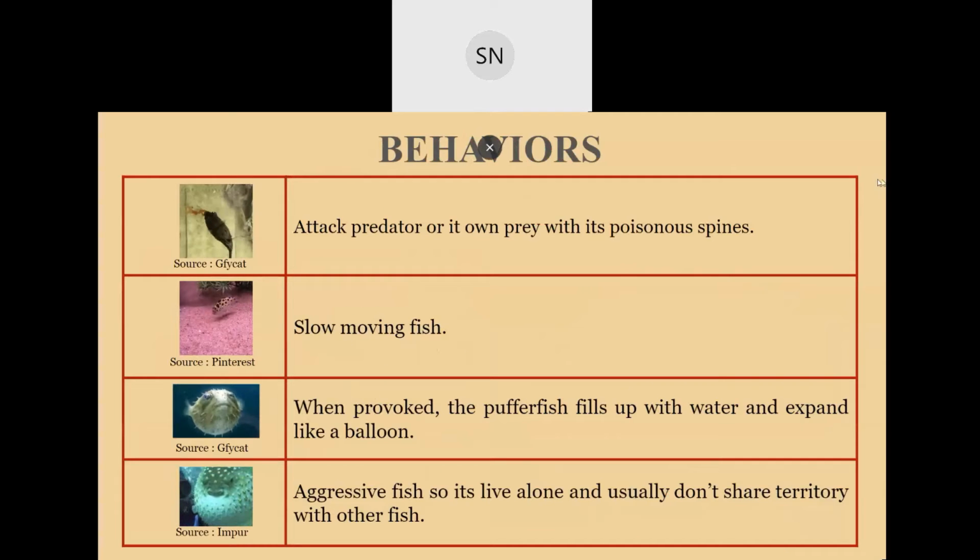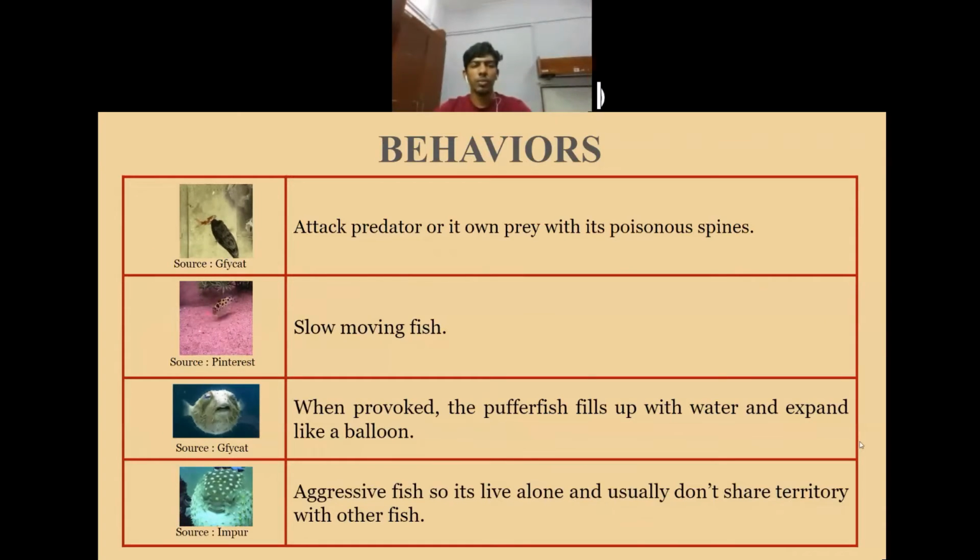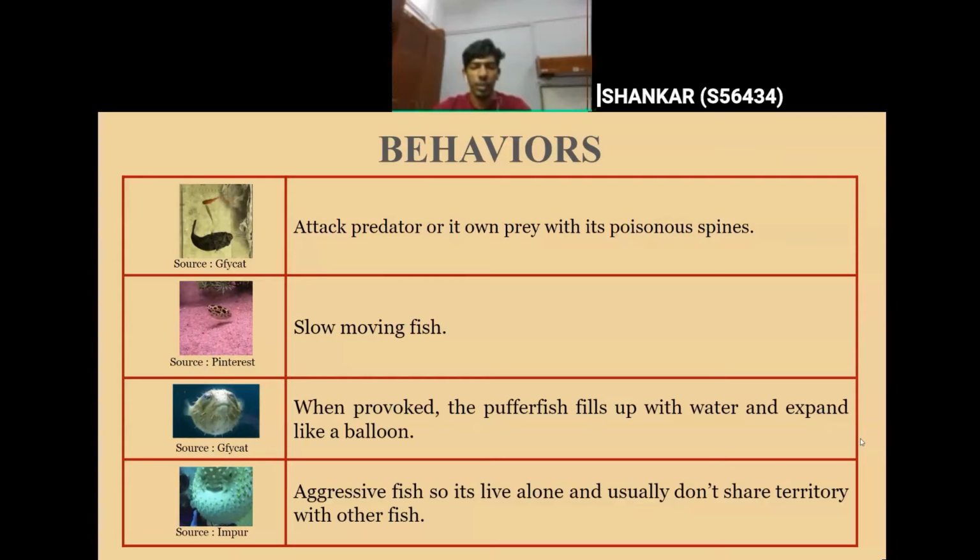Next is behavior. For the behavior, pufferfish is known to attack the predator or its own prey with its poisonous spines. Also, pufferfish is a slow-moving fish. Then, when pufferfish is provoked, it will fill up with water and expand like a balloon. For its final behavior, it is an aggressive fish, so it lives alone and usually does not share territory with other fishes.